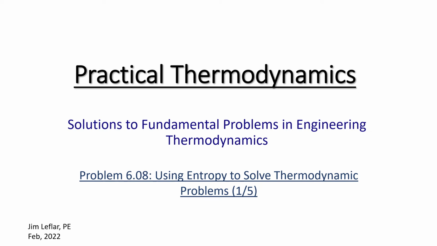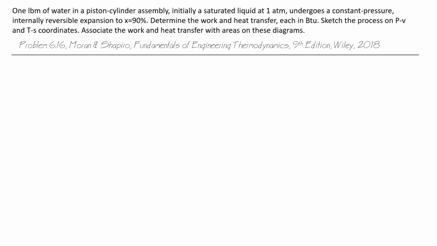Let's begin a new series of problems where we're going to use entropy as a property to solve various kinds of thermodynamic problems. 1 pound mass of water in a piston cylinder assembly, initially a saturated liquid at 1 atmosphere, undergoes a constant pressure internally reversible expansion to a quality of 90%. Determine the work and heat transfer, each in BTU.